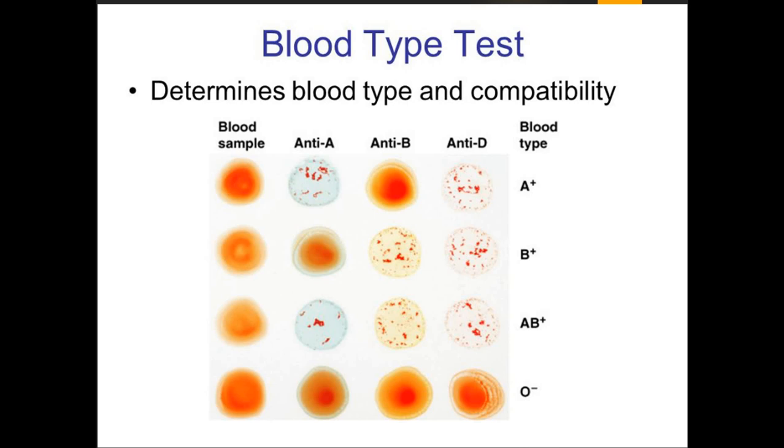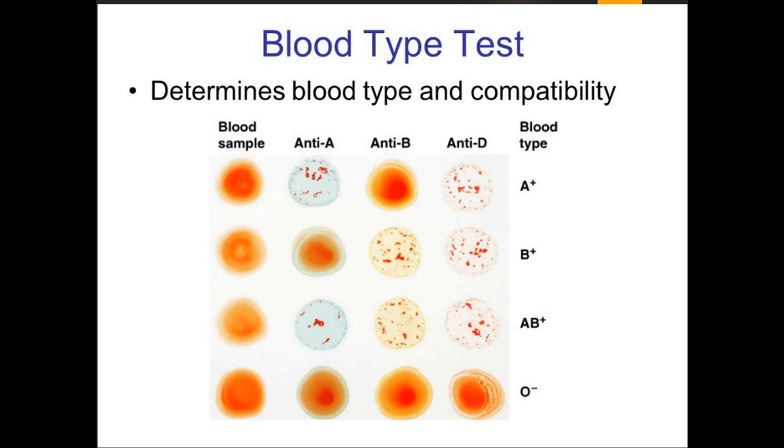So this is what it sort of looks like in real time here. Usually you don't get a big blood sample. It's usually a very small blood sample, so you have to dilute it with some water to make it work. If it reacts with anti-A, then you've got A blood type. If it reacts with anti-B, you've got B blood type. If it reacts with anti-D, you've got Rh positive.